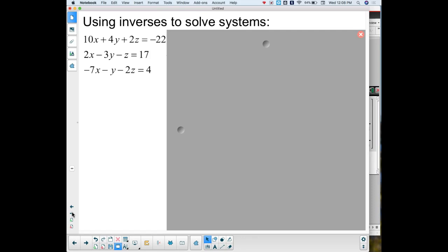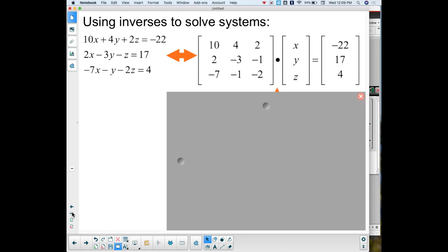Or I could take the same system of equations and write it in matrix form, where I take all of the coefficients and put them in a matrix. So I took all 9 coefficients of my variables and put them in my coefficient matrix, which is this first 3 by 3 matrix. That then gets multiplied by the variable matrix. In this case, it's x, y, and z.